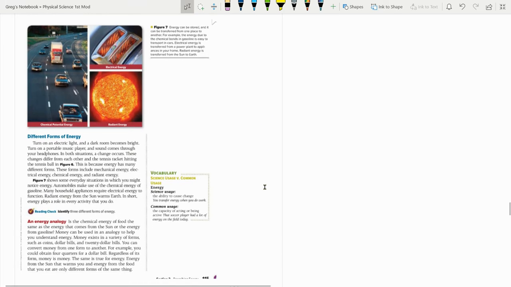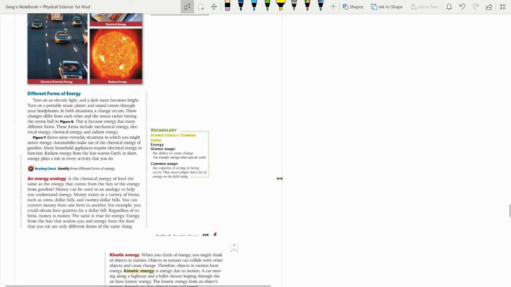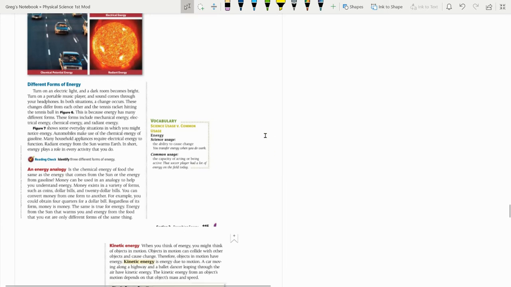Different forms of energy. There are lots of different forms of energy, but it all comes from the sun, whether it's the gasoline in the cars, light energy, or electrical energy. And it tells you right here an energy analogy. There's all kinds of energy, but it all comes from the sun, just like there's all kinds of money: nickels, dimes, quarters, dollar bills. It's all money, but in different forms, just like all energy is different forms of energy from the sun.